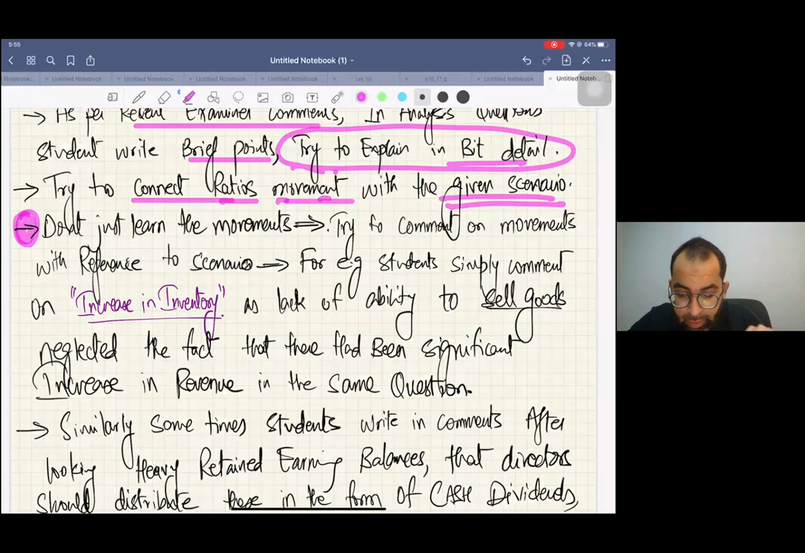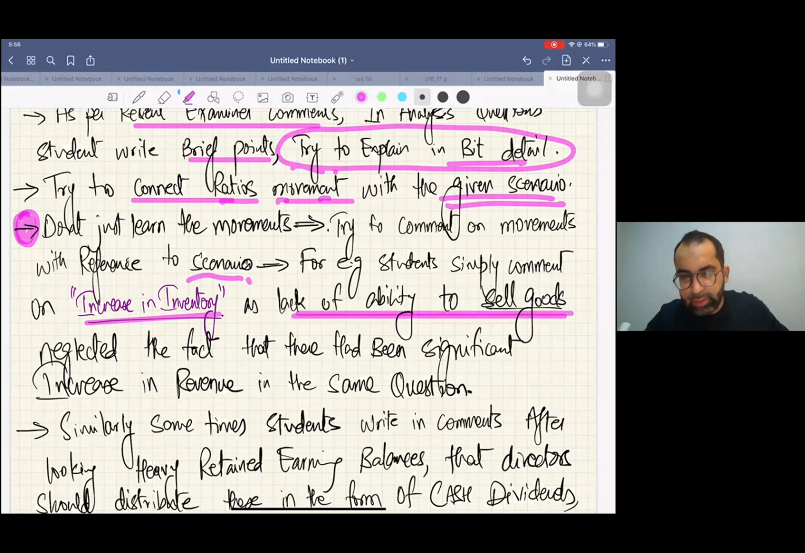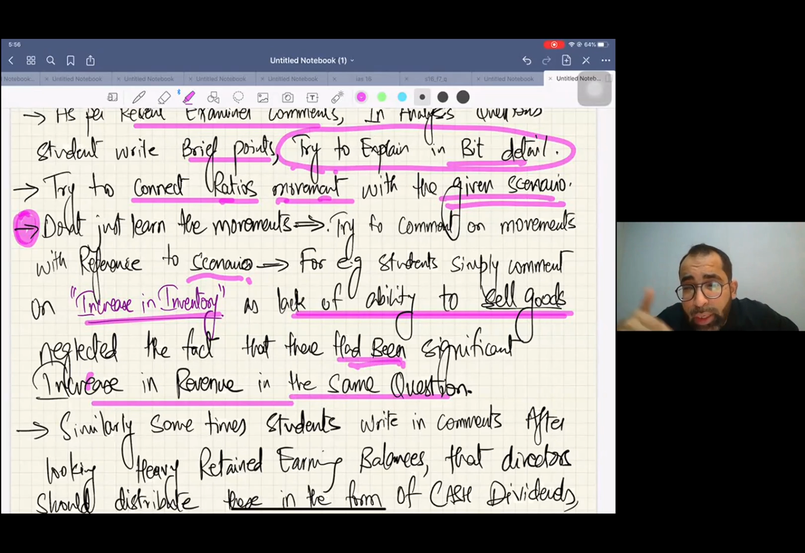Giving you an example, your examiner, your marker has written this. Try to comment on movements with reference to the scenario. For example, students simply comment on an increase in inventory as lack of ability to sell goods. In the question you saw that inventory is increasing, so you simply wrote one line, that the company can't sell the goods, without looking at the sales revenue movement, that sales revenue has already increased a lot. You neglected the fact that there had been a significant increase in revenue in the same question. So this comment is totally irrelevant.